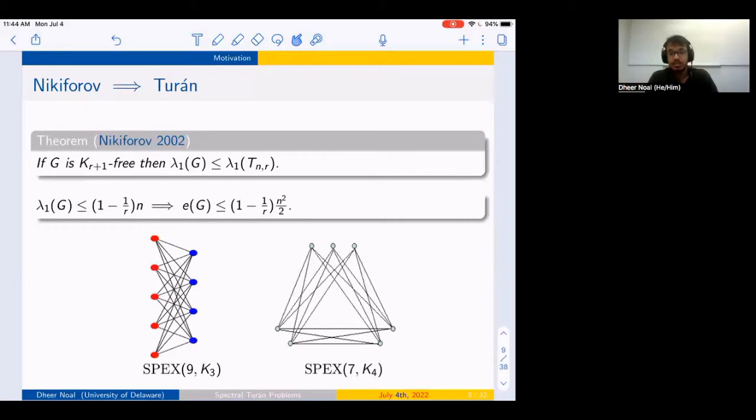Not only does it maximize the number of edges, but it also maximizes the spectral radius. And so our hope is maybe to find other graphs whose extremal numbers, whose Turán numbers we don't know, and then by just studying the spectral problem, we can achieve something for the Turán problem.